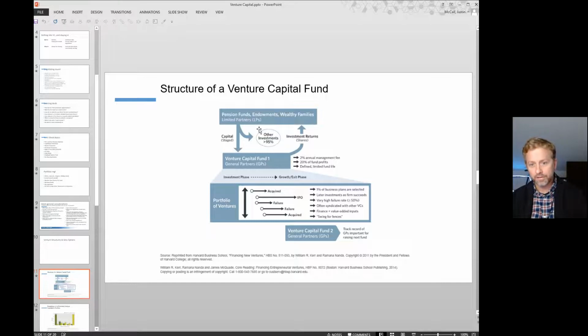And so pension funds are only investing about 5% of their assets into venture funds. The rest of it's going into all kinds of other things. And so there's the investment phase and the growth and exit phase. Venture portfolios are going to acquire, like we said. And there's typically a third kind of scenario. A third of the companies that they invest in, they pretty much assume are going to return zero, or they're going to lose some money on it, right? So there's going to be no return on investment.